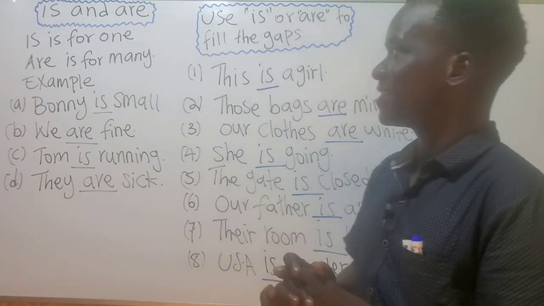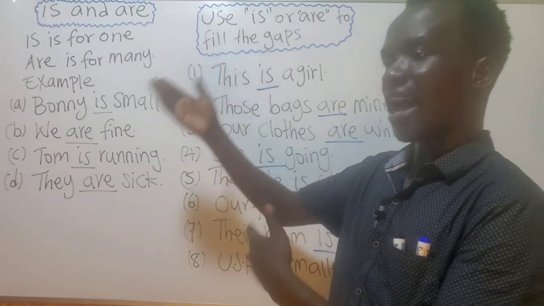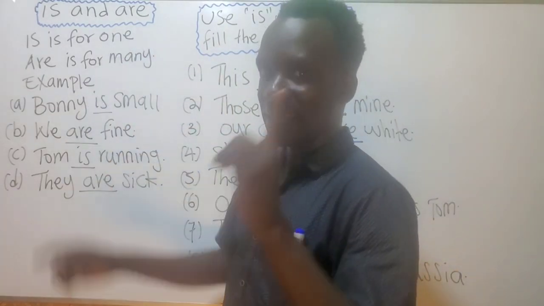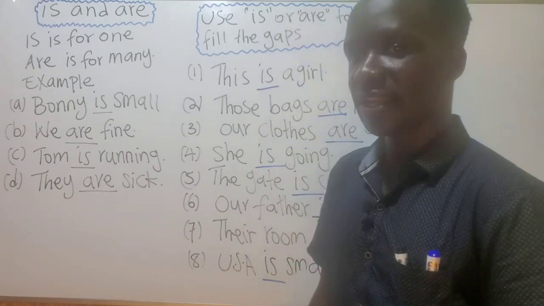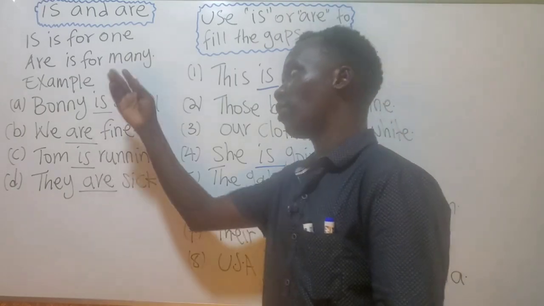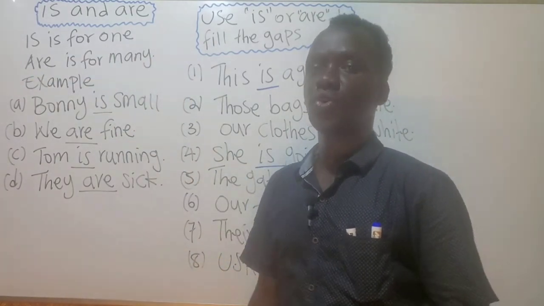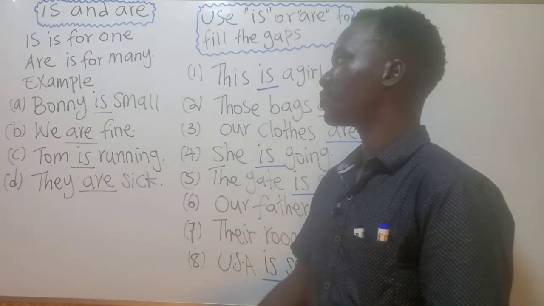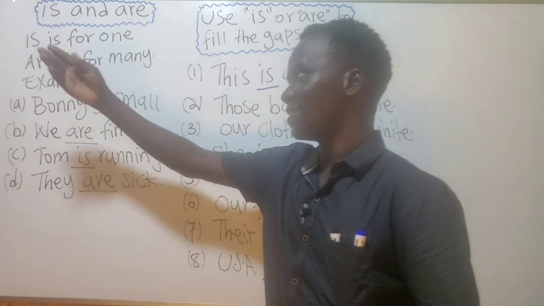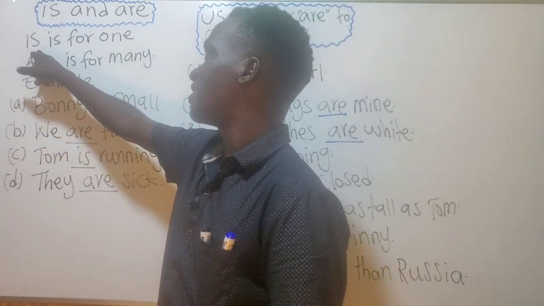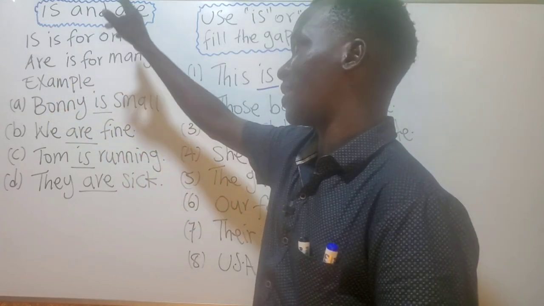Yes, let us just see the use of is and are. So simple, very, very simple. Is is for one. If you're talking about one thing, you use is. And if you talk about many things, 2, 3, 4, 5 things, you use are. As they said here, are is for many, is is for one.